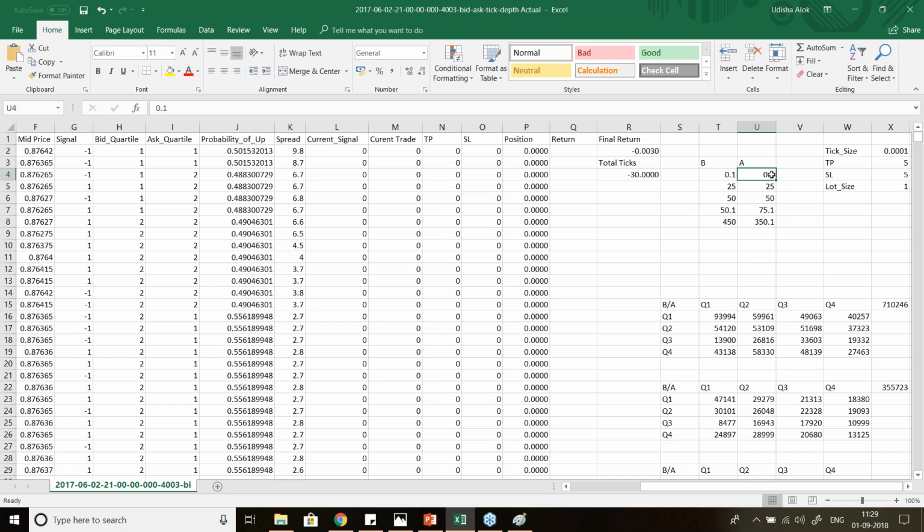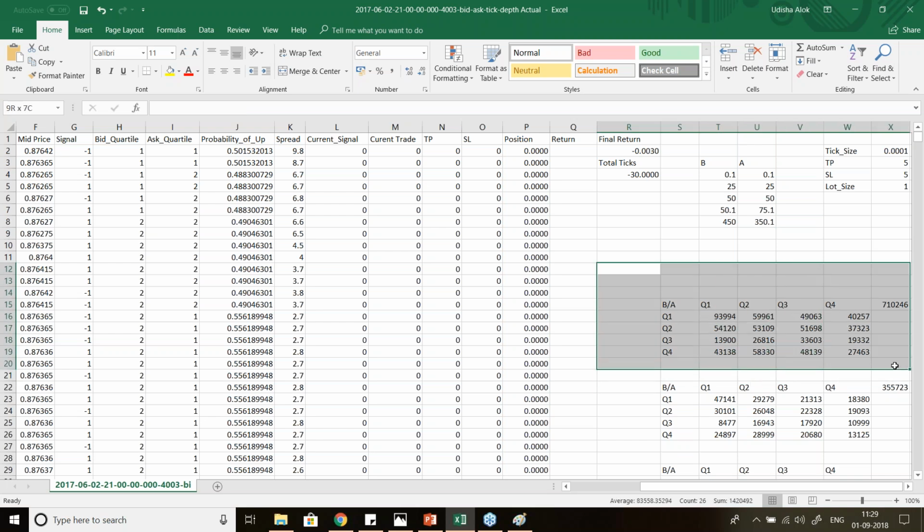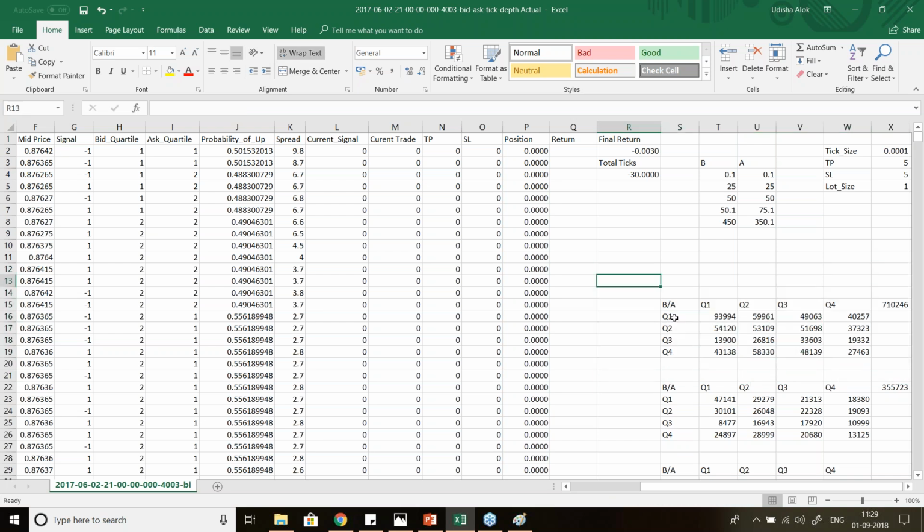Similarly, for ask, we have the lower quartile, that is from 0.1 to 25. We have the first 25% of the observations. Then 25 to 50, you have the next 25% of observations. Then 50 to 75.1, we have the next 25% of observations. Then 75.1 to 350.1, we have the final 25% of observations. So what we do is we count the number of instances where bid and ask are in a particular quartile.